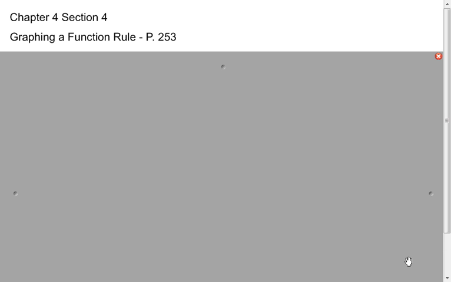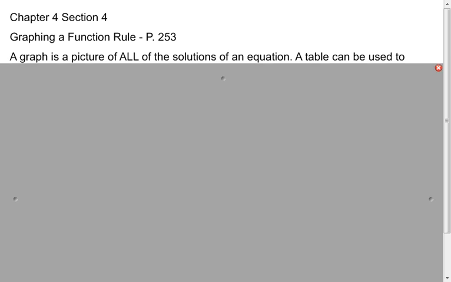Hey everybody, this is chapter 4, section 4. Title is Graphing a Function Rule, starts on page 253. We've done a little bit of graphing so far in this chapter. So far they've given us ordered pairs and all we've had to do is graph those. Now they're going to give us a function rule. We have to turn that function rule into ordered pairs and then graph. So that's where we're headed today.